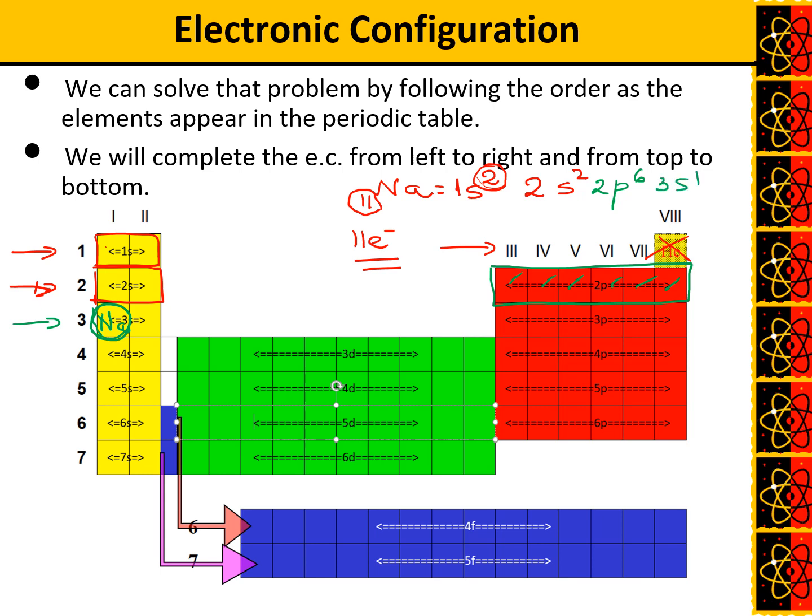Now look, what do I have here? In the first layer, I have 2 electrons. In the second layer, I have 2 plus 6, 8 electrons. And in the layer 3, I have 1 electron. How many do I have in total? 1 plus 8 plus 2 is equal to 11 electrons.